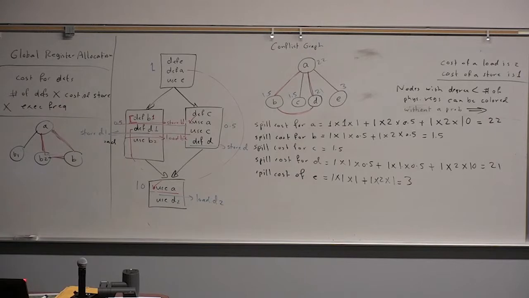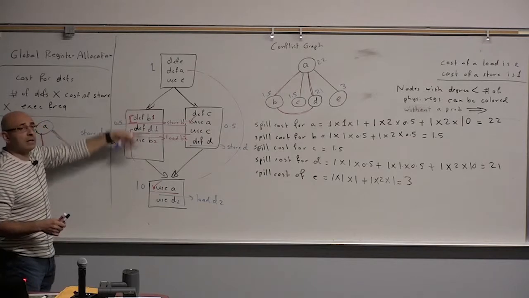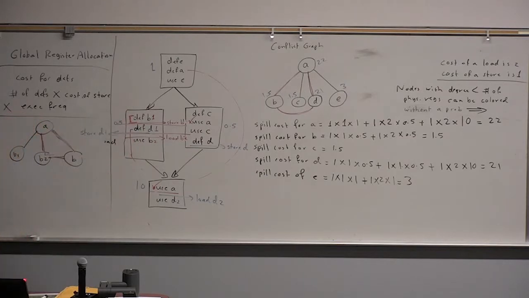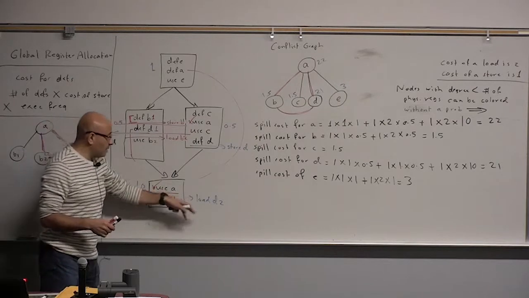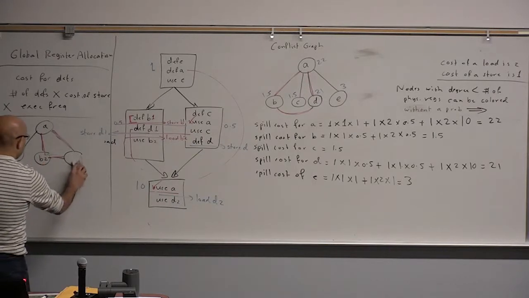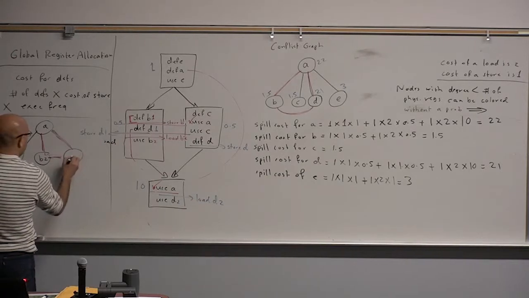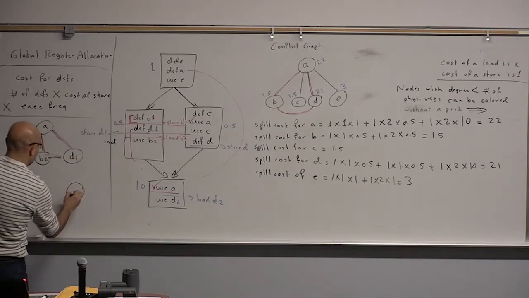Now when we look at the conflict graph, does A conflict with D1? Yeah, it still conflicts with D1 because remember that A is live throughout this entire block. It conflicts with anything here. Does A conflict with D2? No, it doesn't conflict with D2. So this is the last use of A. So here we have D1 and D2 now. Sorry, this should have been a D, by the way. But yeah, so now A conflicts with D1, but A does not conflict with D2.